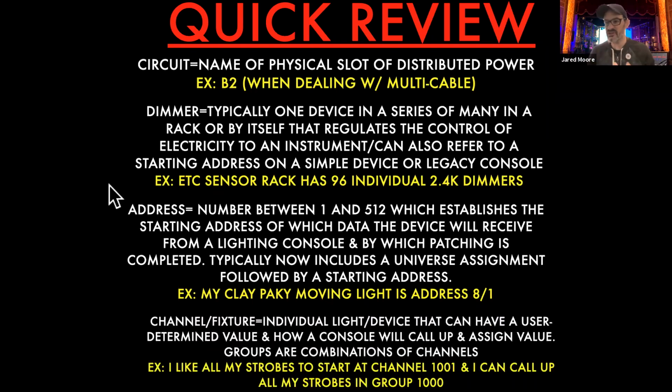And finally, the channel or the fixture ID is the individual light or device that can have a user-determined value, and how a console will actually call up and assign the value. Groups are combinations of channels. So for instance, I like all my strobes to start at channel 1001, and I can call up all my strobes in group 1000. So that's a quick review.